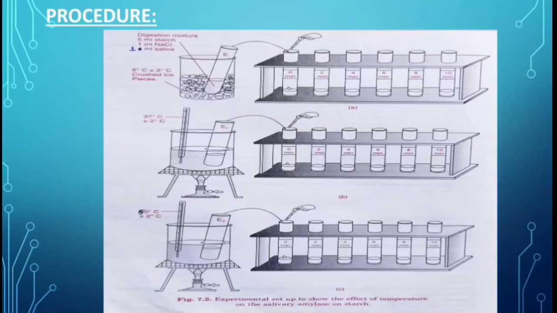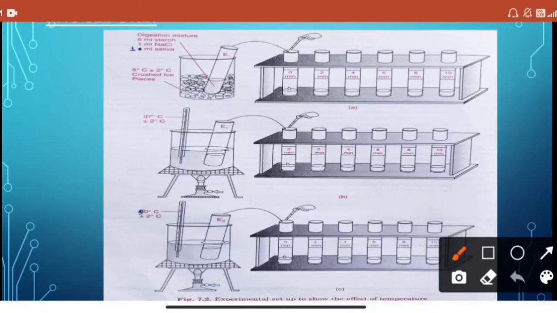Next is the procedure. Now, as I said before, we have to make three different sets and we have to maintain the temperature in the 3 sets. Now this one, the first one, is set A. The second beaker is set B, and the third beaker is set C. Now see, in the 3 different sets within a beaker we have taken 3 different test tubes. These are our experimental test tubes.